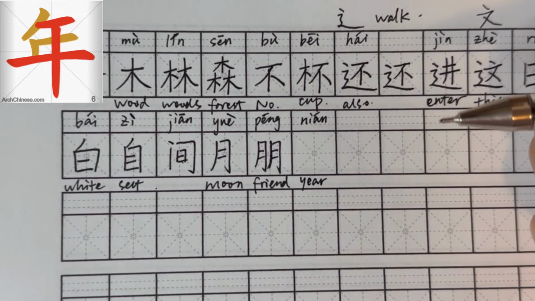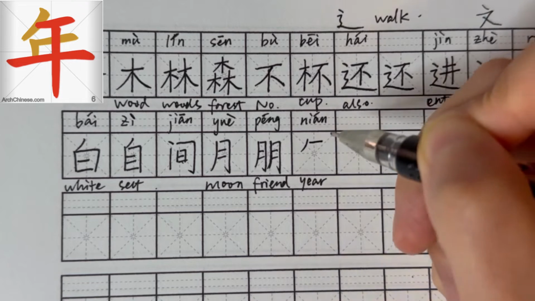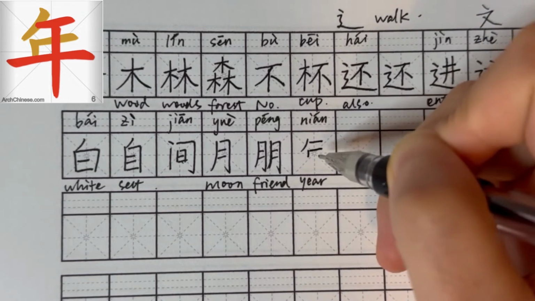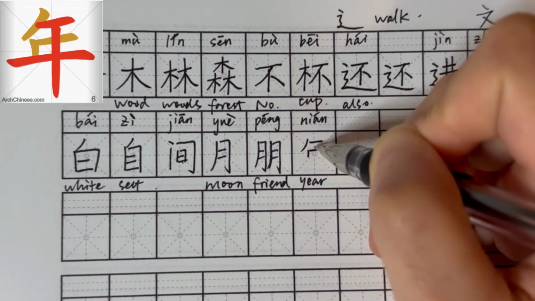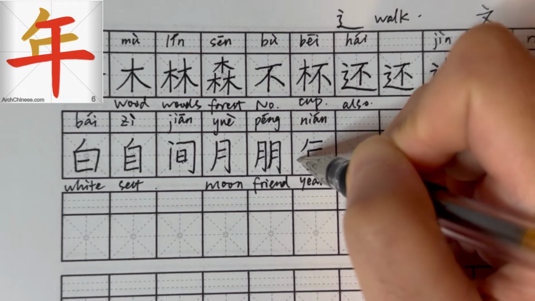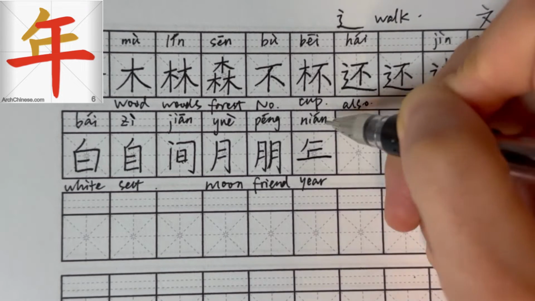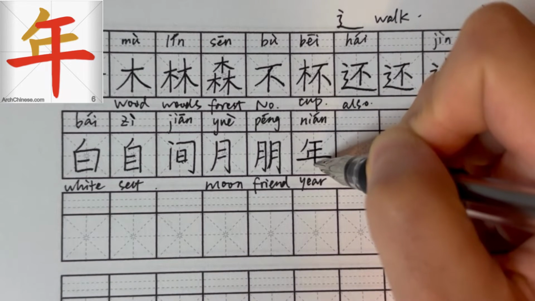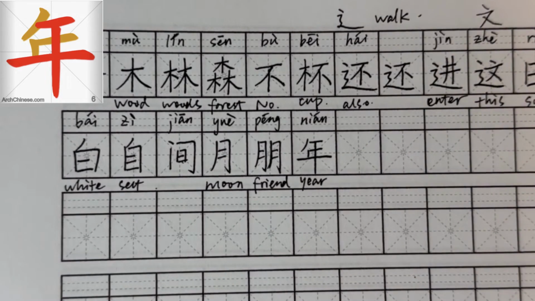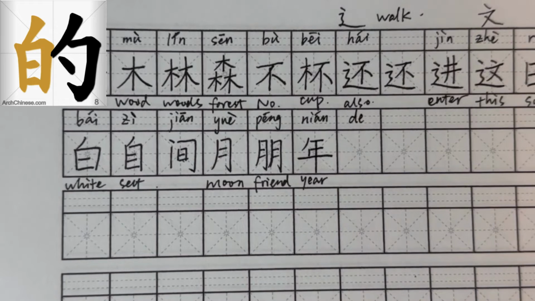Alright. Next character 年 means year. It's also a simple character. 撇, 横, 竖, 横. Since we have this long 竖 all the way down beyond the horizontal, so we write horizontal first, okay? 横 and then 竖. Perfect.